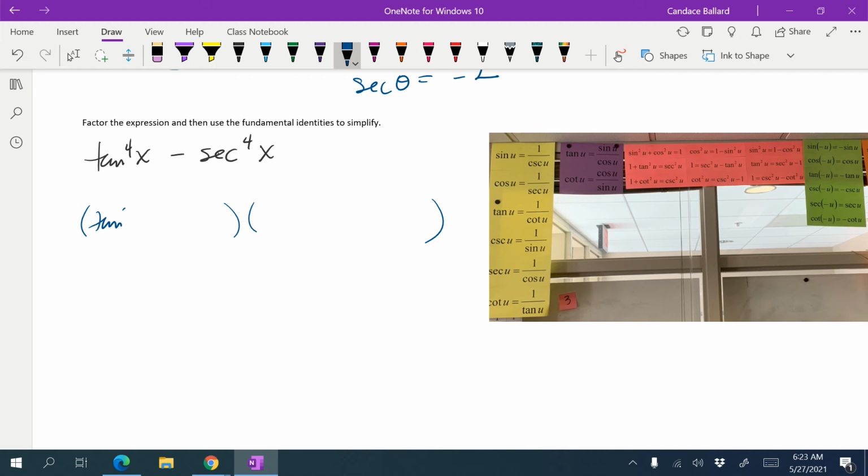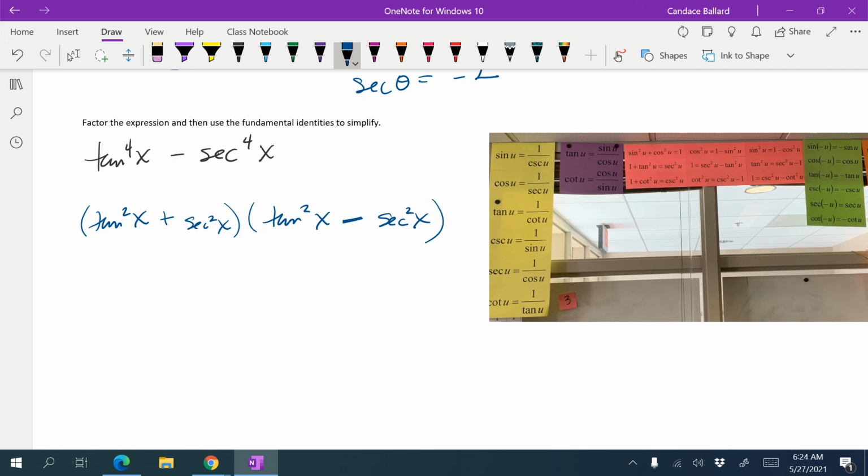So that's going to go in the front, tangent squared x, of both of the binomials. I take the square root of secant to the fourth x, and that's going to give me secant squared x. And I make one a plus and one a minus. Now, my goal is to try to simplify this a little bit more with the fundamental identity. So I'm going to see what I can do here.